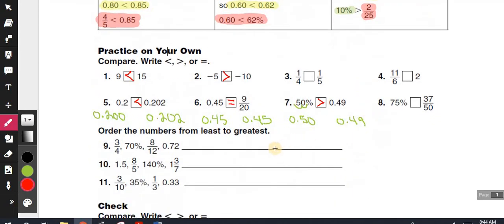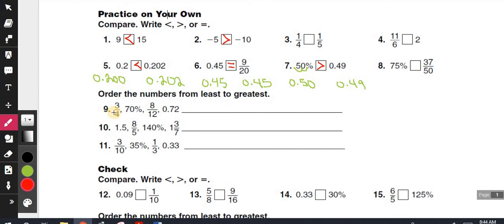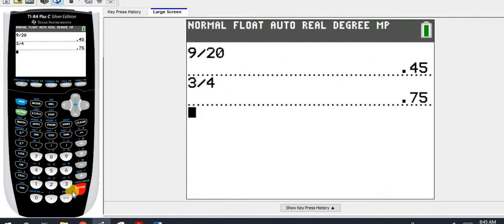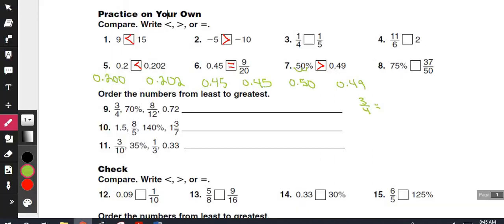Next, if I'm going to order the numbers from least to greatest, I'm going to start off by taking each of these numbers and making sure I put them all in decimal form. So I'm going to go to the right-hand side and turn 3/4 into a decimal. Well, 3 divided by 4 is going to be 0.75. So I'm going to write 0.75.